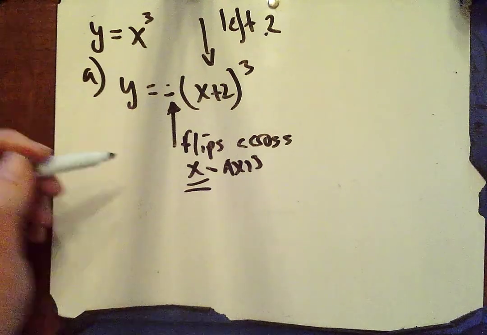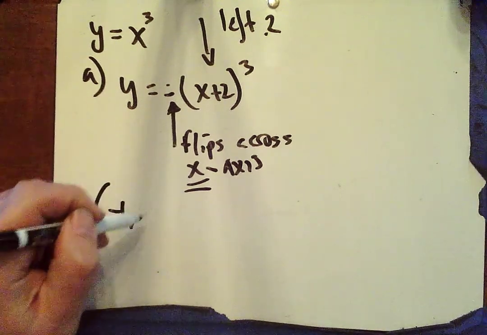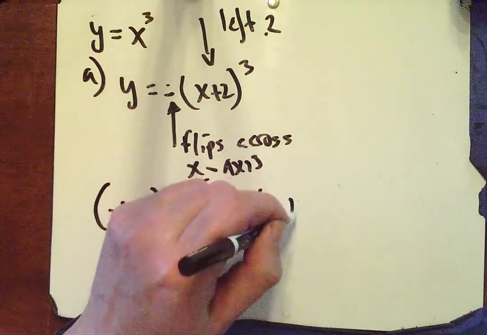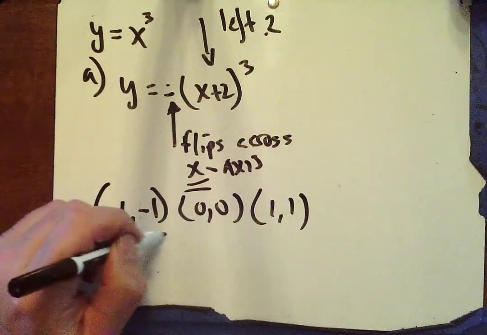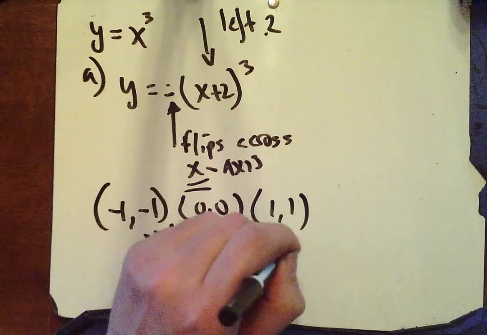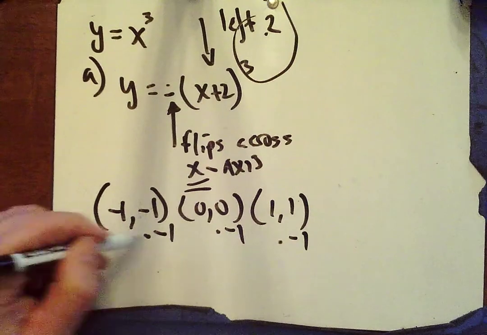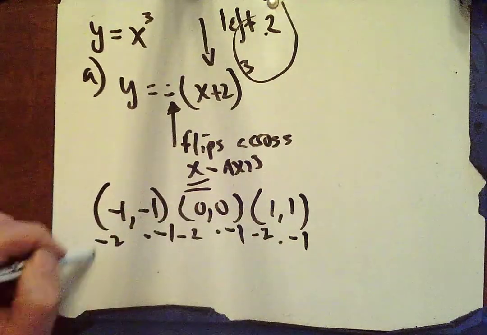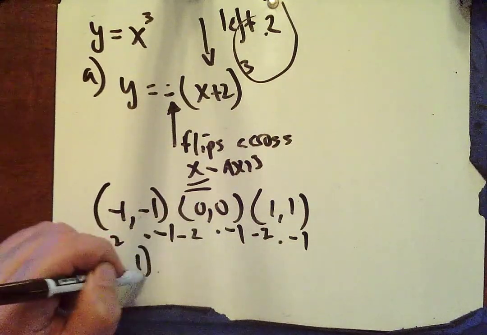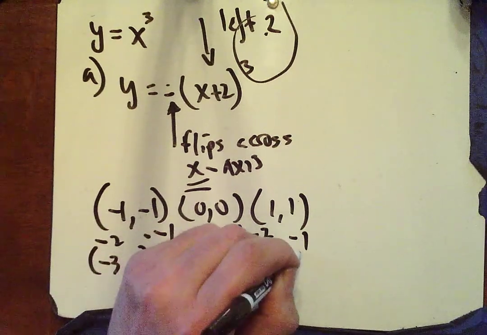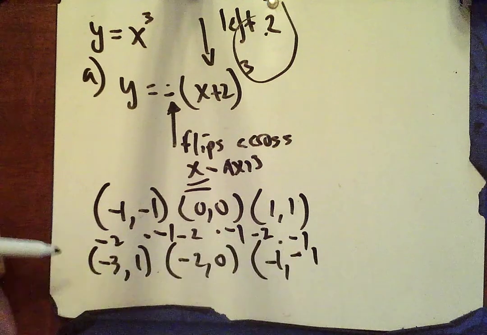And we are asked to graph it. So let's start with those points, -1, -1, 0, 0, 1, 1. I'm going to multiply the y's by -1, and I'm going to subtract 2 from all the x's. And so I've got -3, 1, -2, 0, -1, -1.